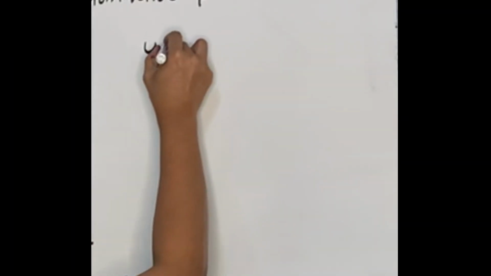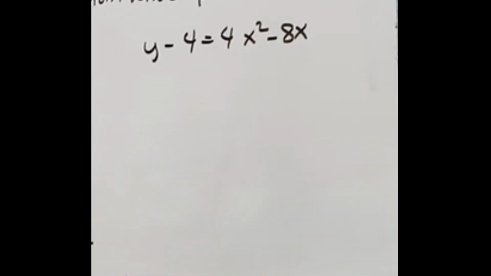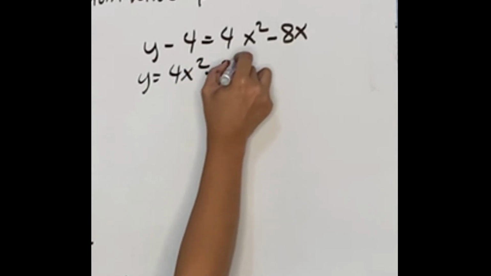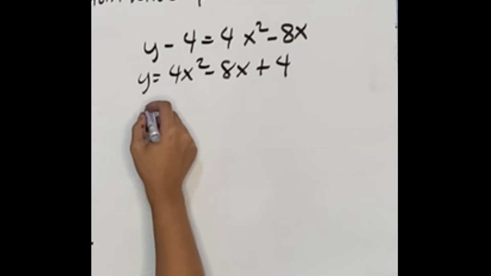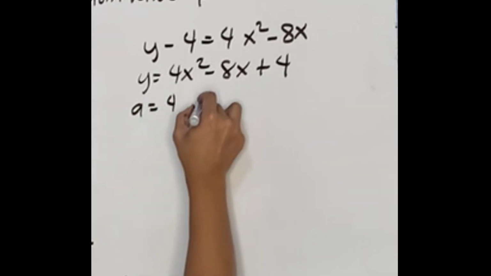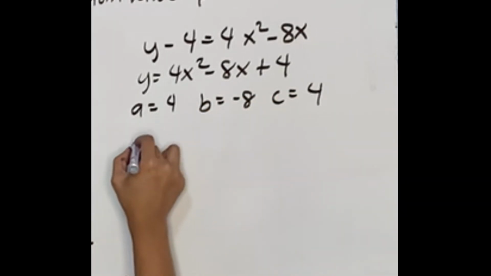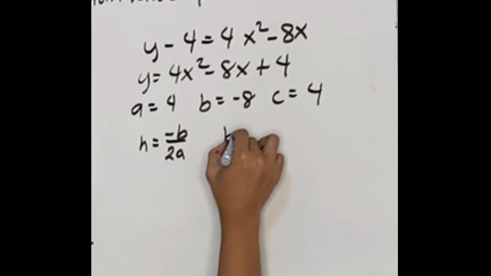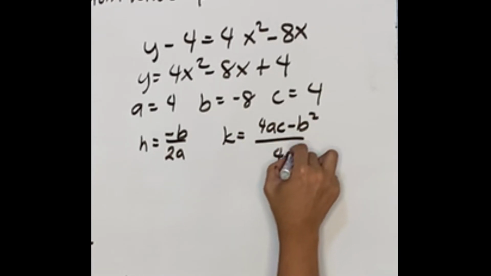Now let's have y minus 4 is equal to 4x squared minus 8x. In this case, we need to write it as y is equal to ax squared plus bx plus c. Y is equal to 4x squared minus 8x plus 4. Identifying the values of a, b, and c, a is 4, b is equal to negative 8, and c is equal to 4. With the formula, h is equal to negative b over 2a, and k will be equal to 4ac minus b squared over 4a.